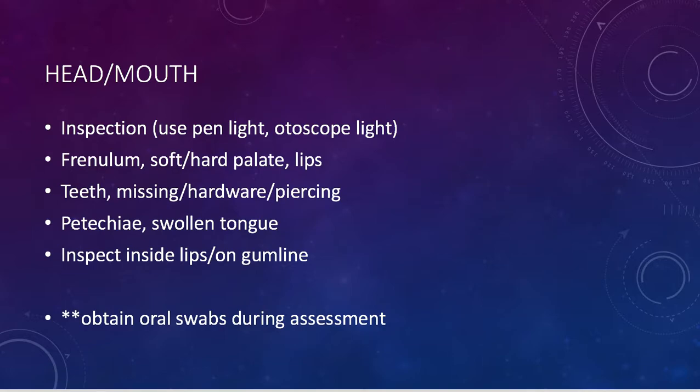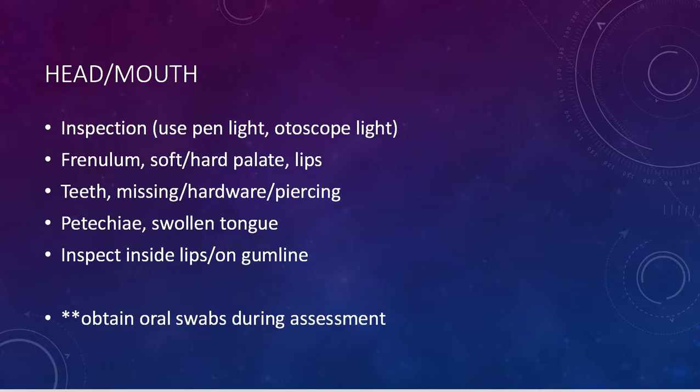When it comes to inspecting the mouth, you want to make sure to use a pen light or that otoscope light. You're not going to be able to really see inside the oral cavity with just the ambient light in the room. You want to really assess the area really well. You want to make sure you're looking at the frenulum, the hard and soft palate, the lips. Are there any teeth missing, hardware missing, any piercings of the tongue? We talked about that extensively in piercings.